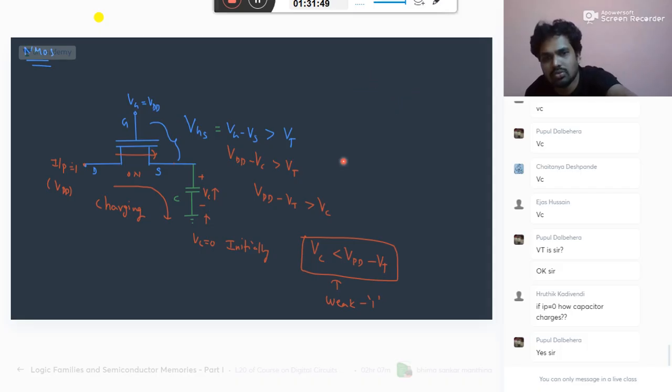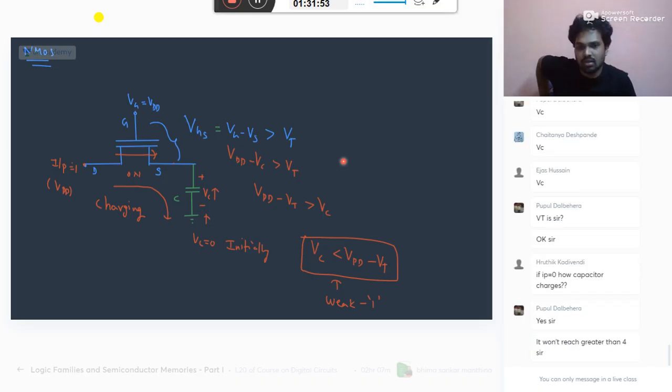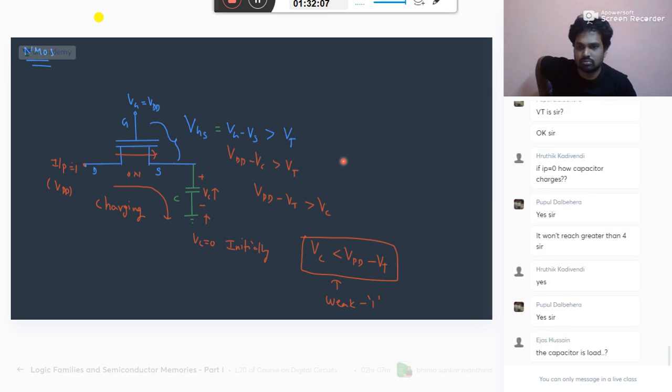Okay. So up to this, clear or not? Ritik, I will explain that. Up to this, is it clear, my dear friends? Yeah, capacitor is the load. We took capacitor as an example for your load.